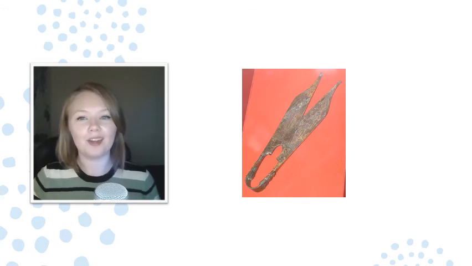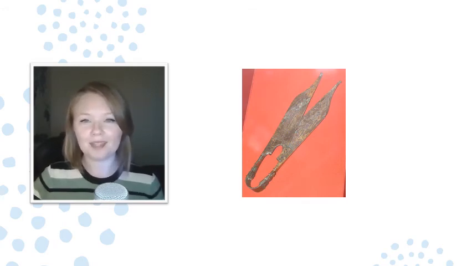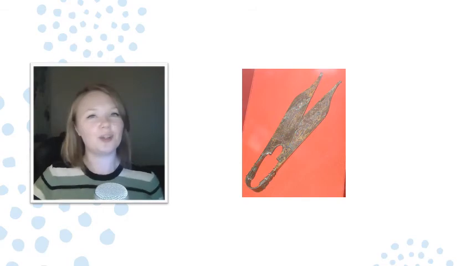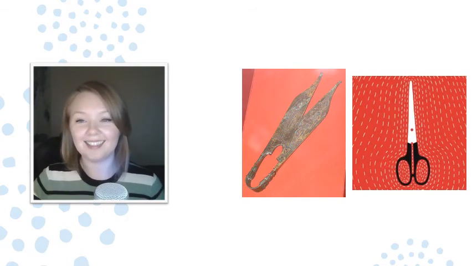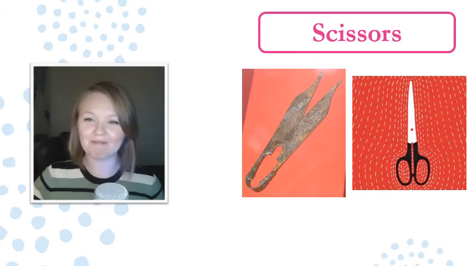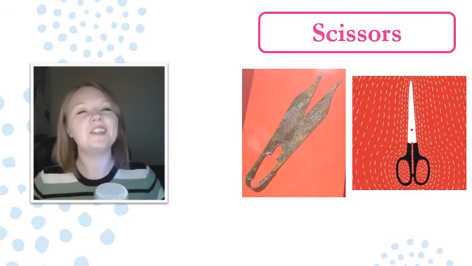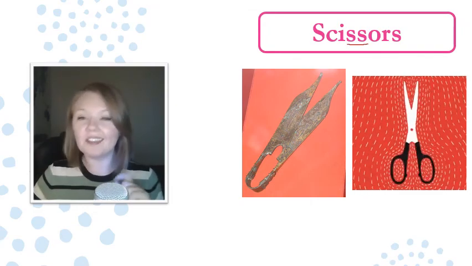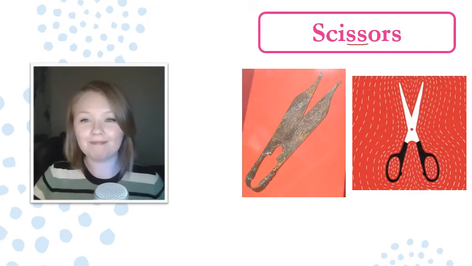Okay, let's take a look at our last word. So I'm going to show you a picture and I want you to guess what modern day object it is. Okay, there we go. What does that look like? It looks a little strange, doesn't it? Can you guess what this was used for? Let's take a look at what these look like today. Scissors. So let's say it together. Scissors. The S in scissors sounds like a Z. Scissors. Okay, everyone, let's continue.